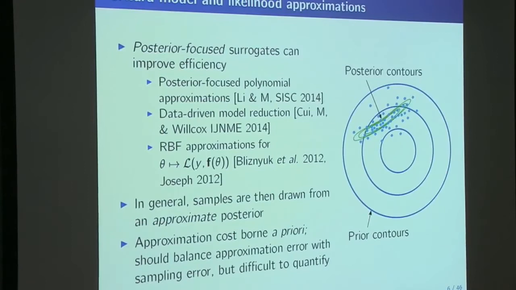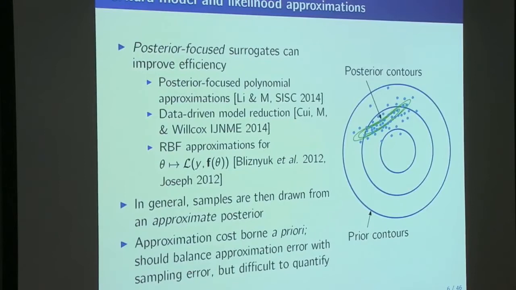Now, one thing you can say about all the techniques that I mentioned here is that they involve constructing an approximation and then at some point stopping. And once you're stopping, fixing the approximation, freezing it. Once you've done that, you can then draw samples from that approximation in the posterior. But those are samples from an approximate posterior. And you would like to know how close are those samples to samples from the true posterior.